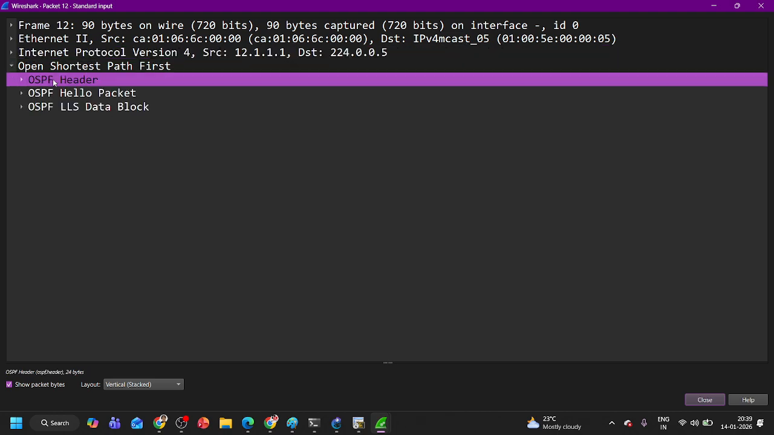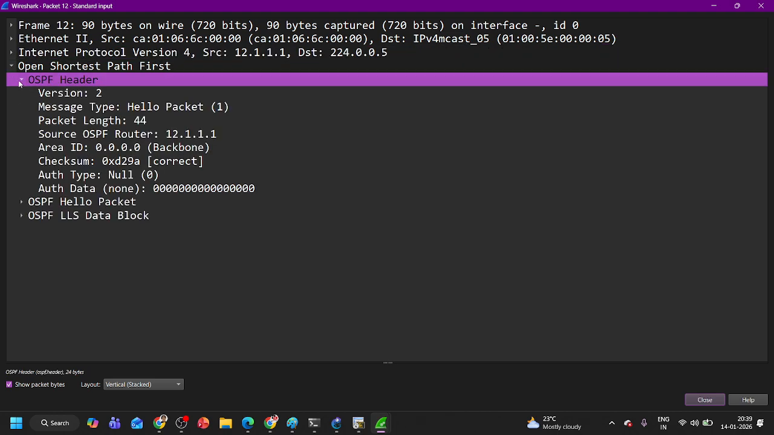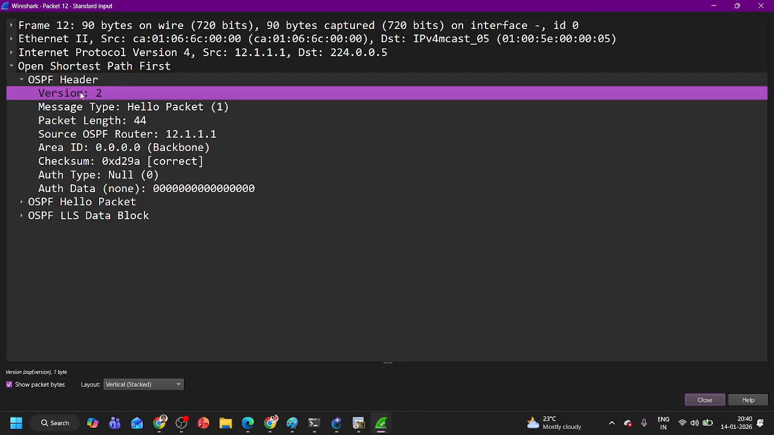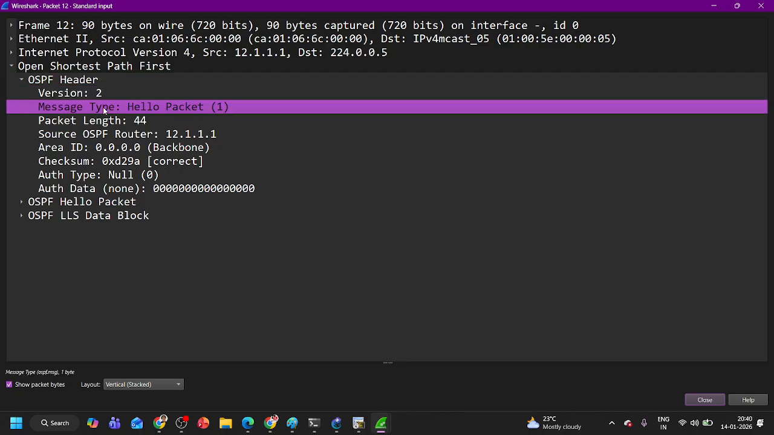Here in the hello message, first of all we have header information. In the OSPF header, we have the version, which version of OSPF you are running, and the type of message. In OSPF again we have multiple types of messages: hello, DBD, LSR, LSU and LSAck. There are 5 types of messages in OSPF. In EIGRP also we have 5 types: hello, update, query, reply and acknowledgement. In OSPF: hello, DBD, LSR (link state request), LSU (link state update) and LSAck (link state acknowledgement).